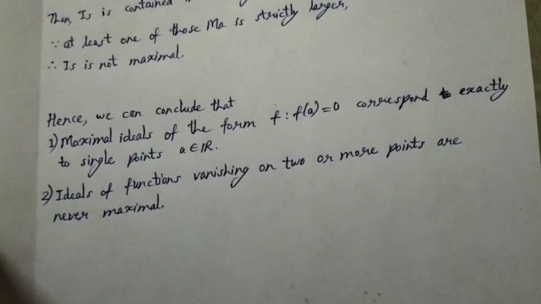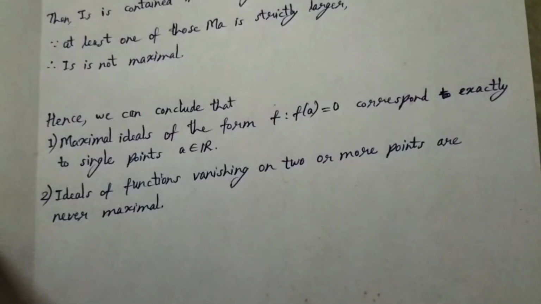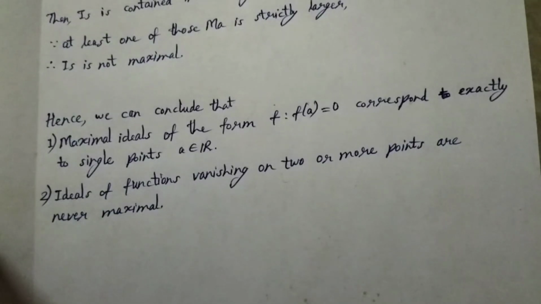So finally, we can conclude that maximal ideals of the form {f such that f(a) = 0} correspond exactly to a single point a belonging to R, and ideals of functions vanishing on two or more points are never maximal. So this is the generalizing statement which we can make in this problem.